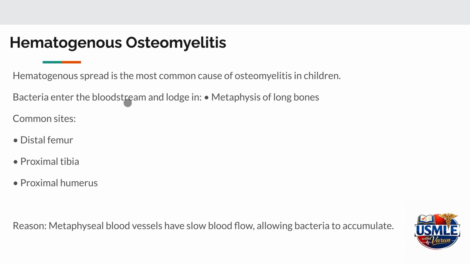In children, the most common form of osteomyelitis occurs through hematogenous spread. So in this situation, bacteria enter the bloodstream from another site of infection, and then it might travel to the bone. So it most commonly gets lodged in the metaphysis of the long bones, where the blood flow is usually slow and turbulent. Because of this unique vascular arrangement at the metaphysis of the long bones, bacteria can easily accumulate and also begin multiplying. Common sites affected by hematogenous osteomyelitis include the distal femur, proximal tibia, and proximal humerus.